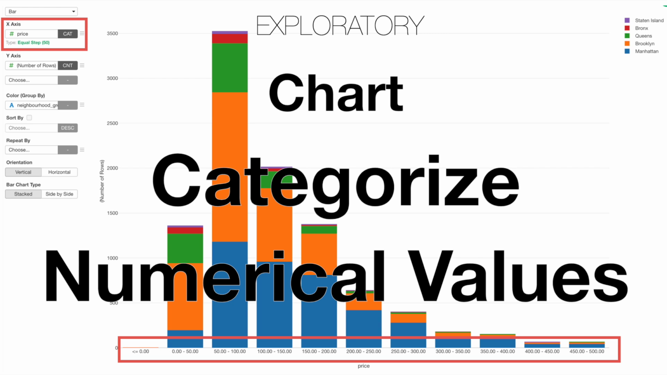Numeric values can be cut or split into multiple groups. This is called categorizing numeric values, and you can do it quickly and visualize such data more effectively in Exploratory.